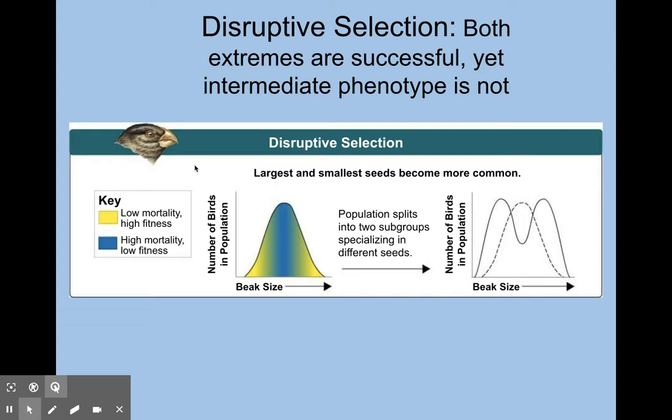So this is an example where larger and smaller seeds are now more common within an area. So then the bird species will now react to this, where those that have the smaller beaks and the larger beaks now become more successful in reproducing and surviving. So these are our three types of selection that occur within this idea of genetic drift.